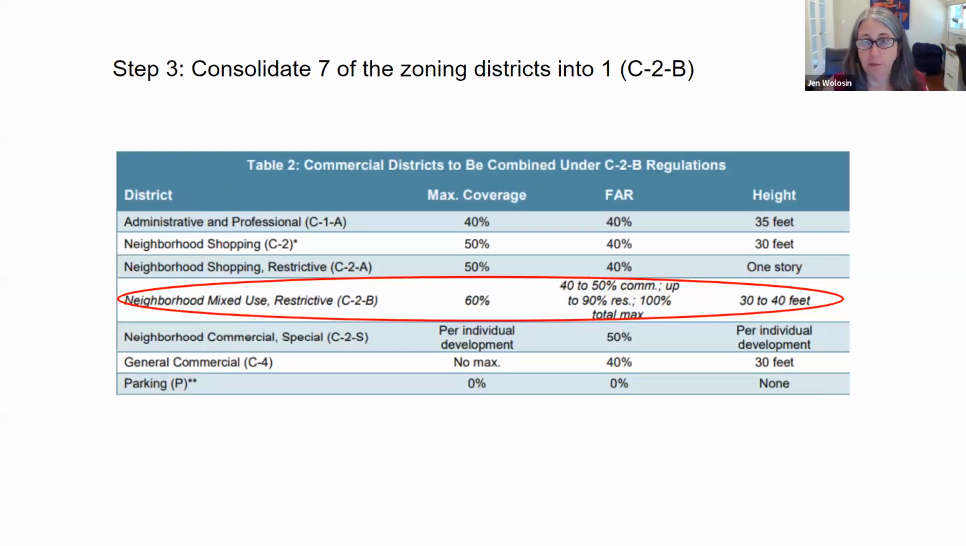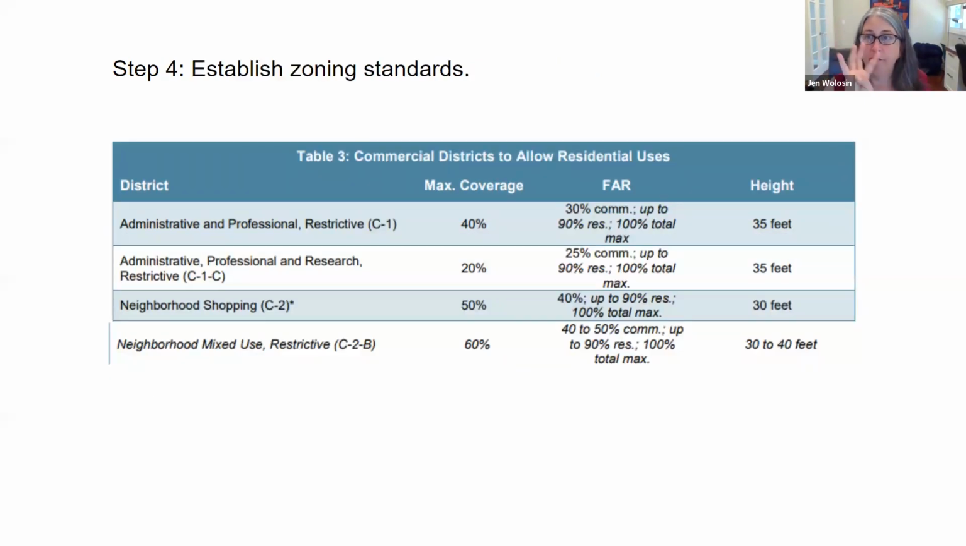The second thing that staff is proposing, and this is a little outside the scope of the housing element, but just to simplify their work, there's so many zoning districts. Remember I said we had about 3 dozen. They're looking to consolidate some of the zoning districts. So they're taking 7 zoning districts and consolidating them into one called C2B, which actually already allows some residential. So that's another thing that's happening in the commercial district. So there's basically then 4 zoning districts that are being really impacted by this zoning change in commercial, that are now going to allow residential at different levels.